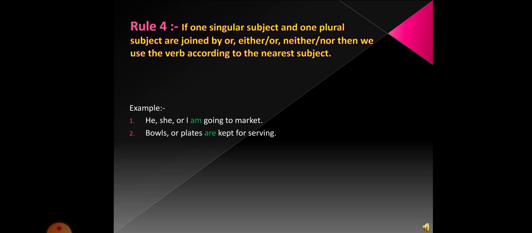Bowls or plates are kept for serving. Here are bowls or plates. I have used the verb are according to the subject plates, which is nearest to the verb. Either my friend, me, or she is going to the market. Here I have used is according to she, which is nearest to the verb.